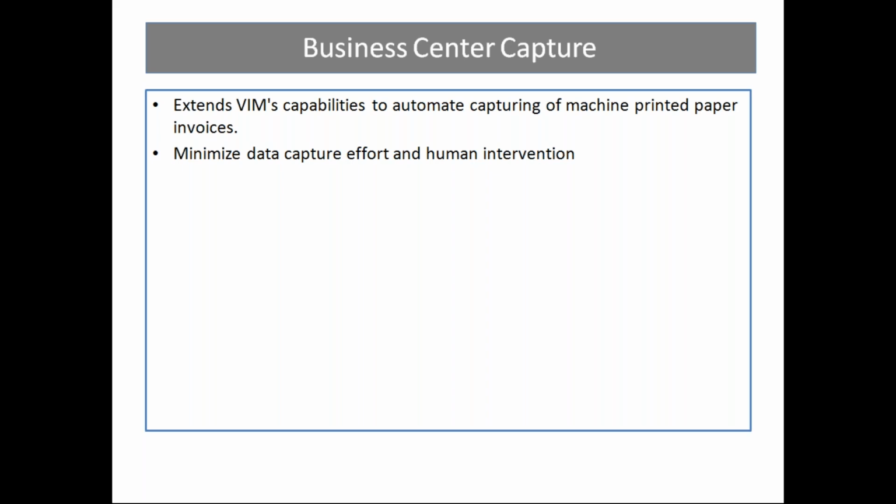Okay. The AP processor can validate the information that is sent by Business Center Capture, for example, gross amount, currency, all those things. These will be validated at the SAP end by the AP processing team using business rules or whatever is configured in SAP. Okay. This reduces data capture effort and human intervention.